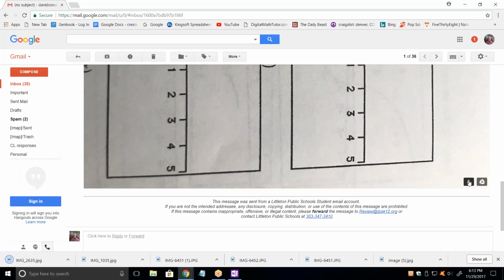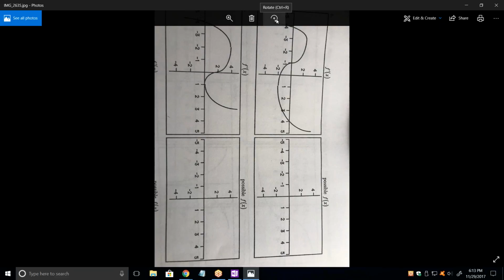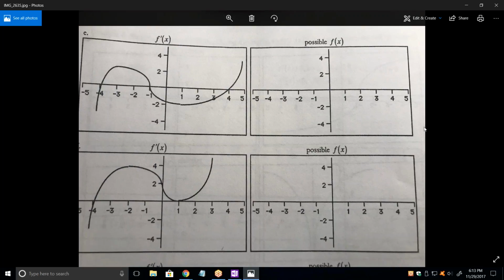In other words, as long as you send it as a file attachment, then I can download it, open it with my editing program, and I can rotate it. All right. Whereas if it's embedded in the email, I can't do that. And it wouldn't work if it was sideways. But this will work just fine.